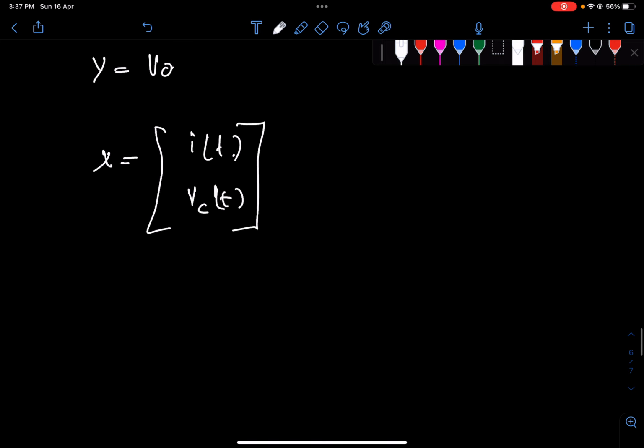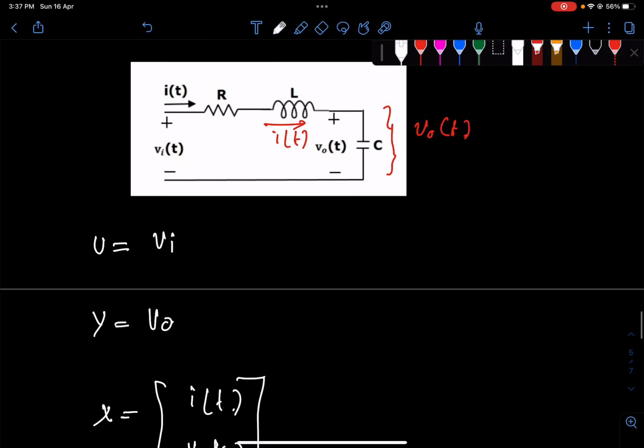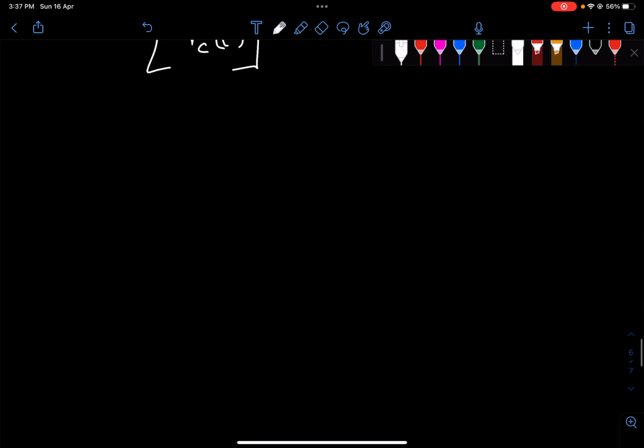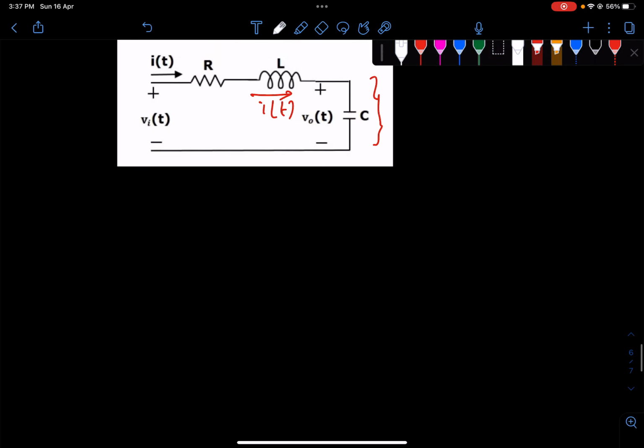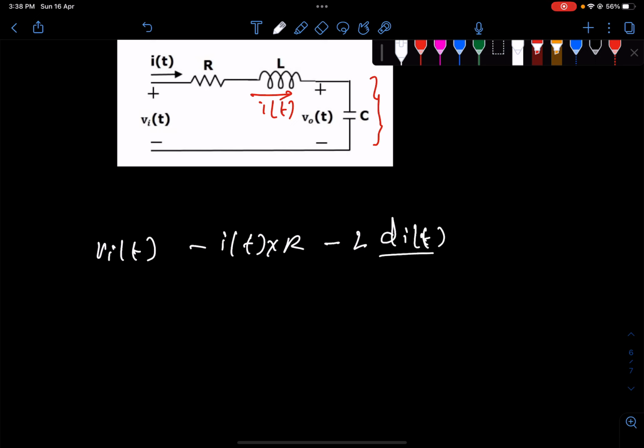Right. Now just apply KVL in this circuit. After applying KVL, start from here. So it is Vi(t) minus i(t) into R minus the voltage across the inductor, minus L di/dt, and minus V0(t) equal to 0. Hope you know this one. Among these, i(t) is a state variable, and I am also writing this as Vc(t), which is a state variable.